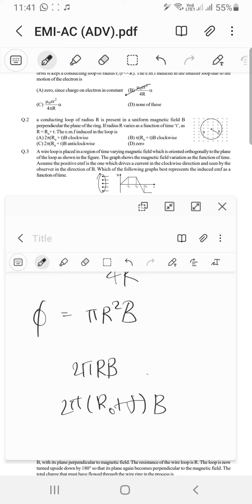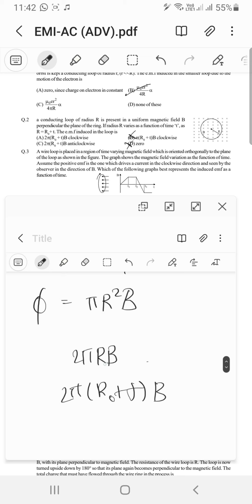Sorry. So yeah, that's our flux. So this is definitely wrong. This is also wrong. Oh wait, this is not the flux. It's like d flux upon dt. That's this thing. Okay, so now clockwise, anti-clockwise, what is happening?